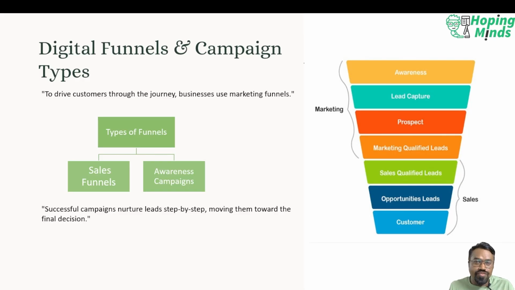If you have seen this clearly, there are two types of funnel here. One is the sales funnel, and the other is awareness campaigns. Awareness campaigns are on the front half, the first half, which is marketing, and then there is sales. Successful campaigns nurture leads step by step, moving them towards the final decision. From the awareness stage to the customer stage, there is a certain path a customer goes through. This is the path which every marketer should analyze and understand. This is the funnel, or the campaign types, which makes a normal person turn into a buyer.